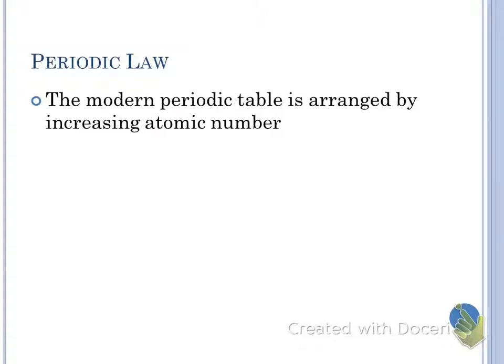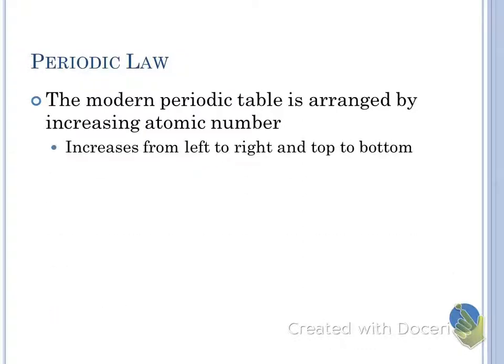Order by increasing atomic number. It increases as you go from left to right and as you go from top to bottom. So the atomic number 1, which is hydrogen, starts in the top left. The largest atomic number is on the bottom right. So as you go across from left to right, it increases, and as you go down, it starts over again from left to right.